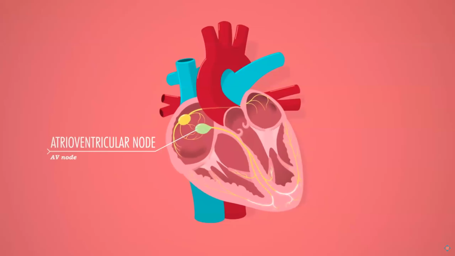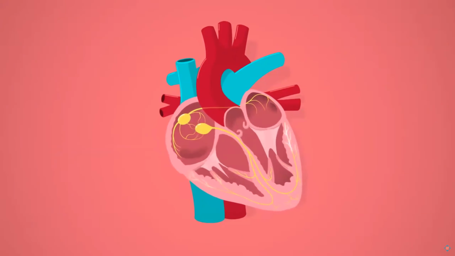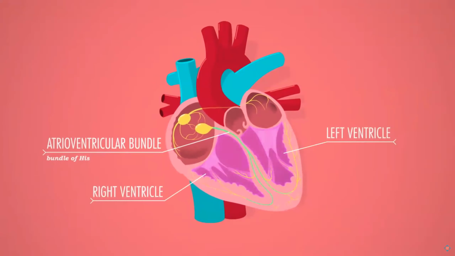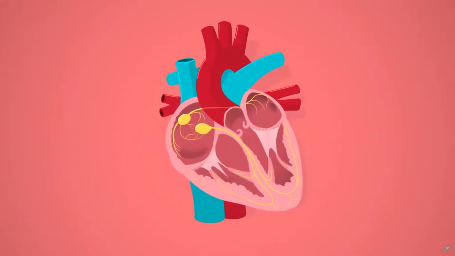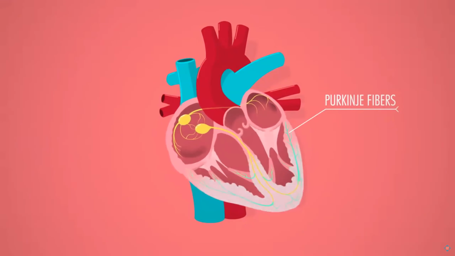So from the AV node, the signal travels straight down to the inferior end of the heart and gets distributed to both sides. The path the electrical impulse takes to the bottom of the heart is called the atrioventricular bundle, also known by the more rad name the bundle of His, where it branches out to the left and right ventricles. Finally, the signal disperses out into Purkinje fibers, which trigger depolarization in all surrounding cells, causing the ventricles to contract from the bottom up like toothpaste tubes, at which point the whole cycle starts all over again.